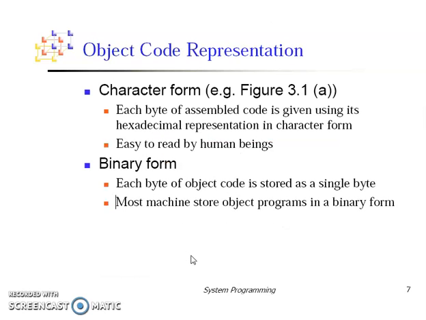The representations of object code will be either in character form or in binary form. In the character form, each byte of object code is represented using hexadecimal representation, which is easy for humans to read. In binary form, each byte of object code is stored as a single byte, and most machines store their object programs in binary form.